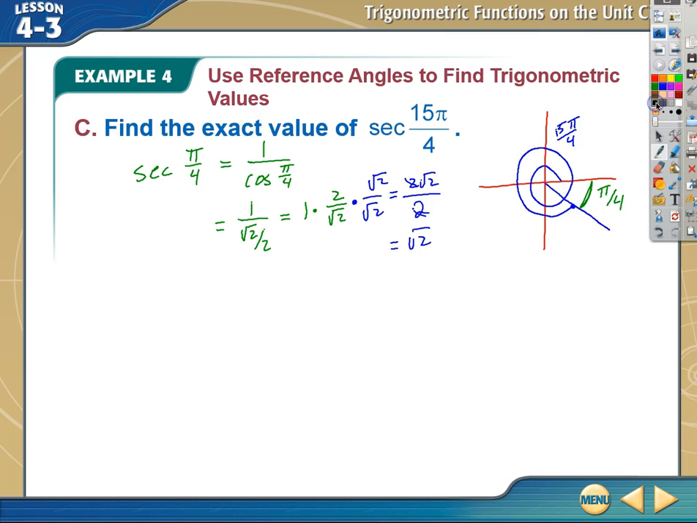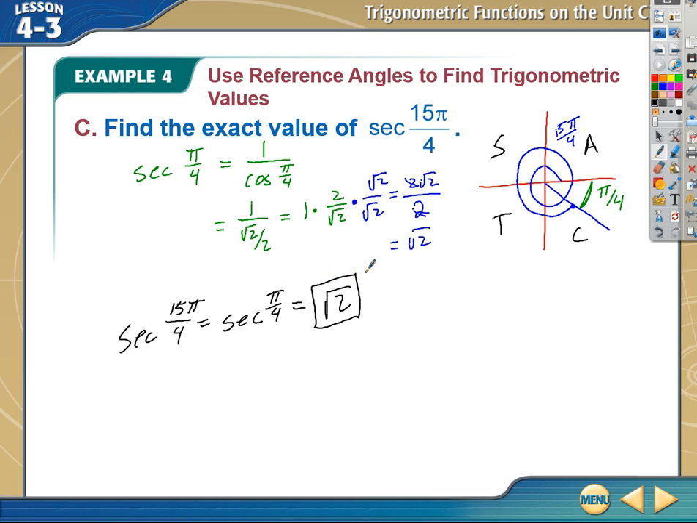No. I got to use my same phrase again. All students take calculus. So I'm in quadrant 4. Cosine is the only one that's positive. Hey, cosine and secant, those are the ones I want. They're going to stay positive. Okay, great. So I know that secant of 15 pi over 4 is equal to the same thing as secant of pi over 4, which is then equal to square root of 2. There we go.